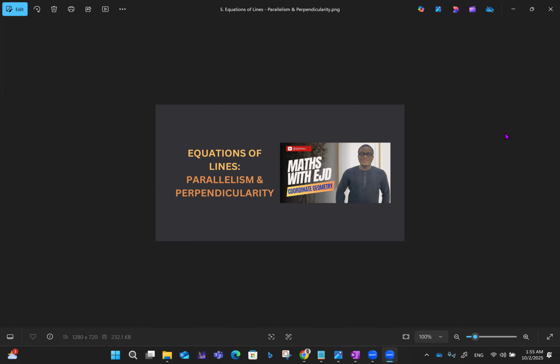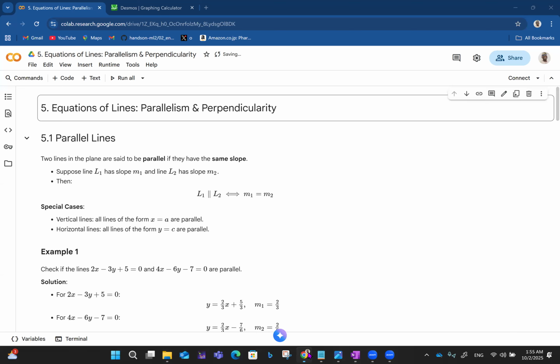I'm still talking about coordinate geometry, and this is the second video on equations of lines. In the previous case, we had looked at line representation. Here, we want to look at parallelism and perpendicularity. Okay, let's go for that.